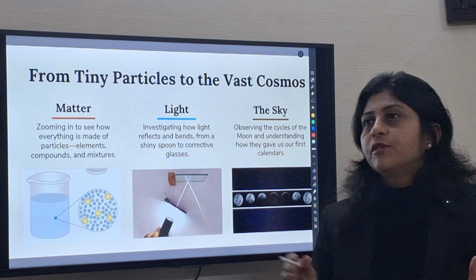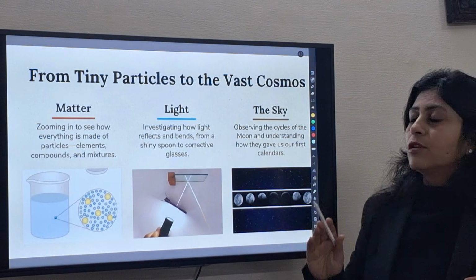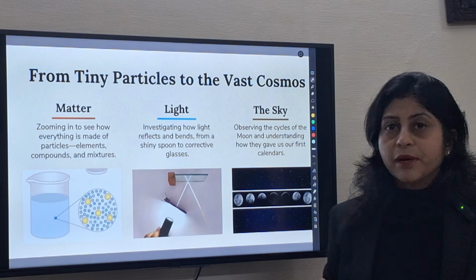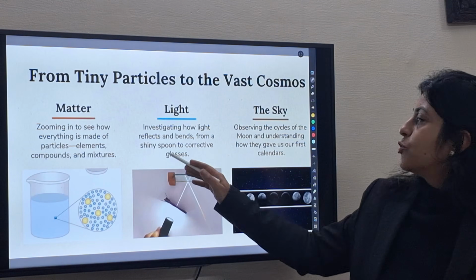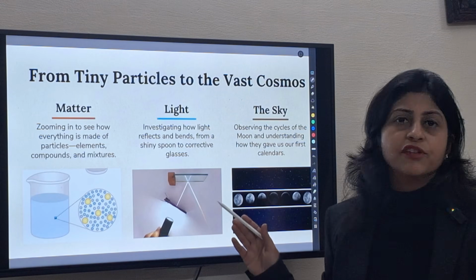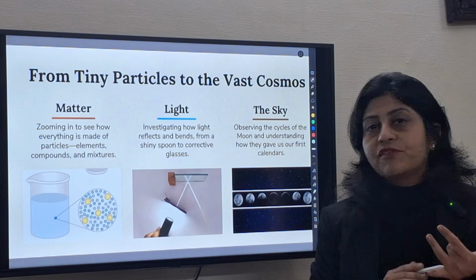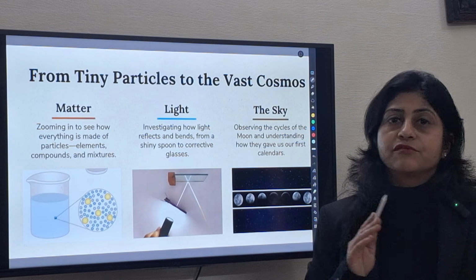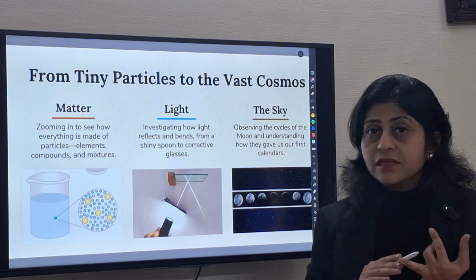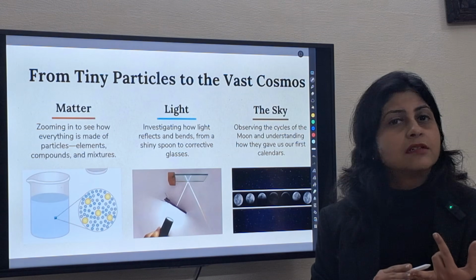From matter, we move on to light. Now investigating how light reflects and bends, from a shiny spoon to corrective glasses. Basically in this chapter, we are going to understand what reflection of light is, what refraction of light is, what lenses and mirrors are, and their applications in daily life.